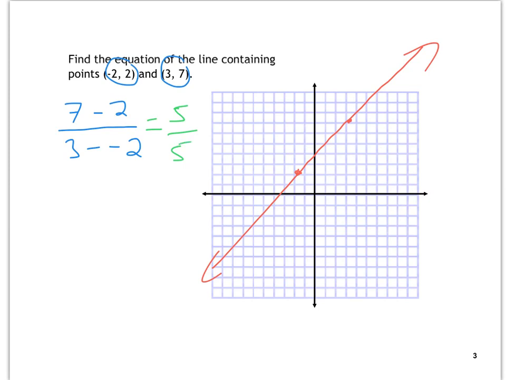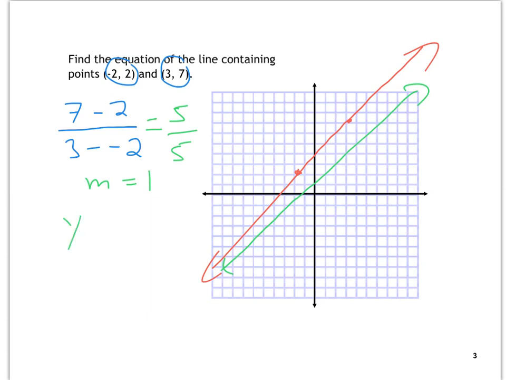So my slope is 5 over 5, which is 1. So I know now that my m is equal to 1. And you can see that kind of makes sense if we're looking at our line. We're basically doing an up 1 and over 1 type slope. Okay? So now what I'm going to do is write my equation.